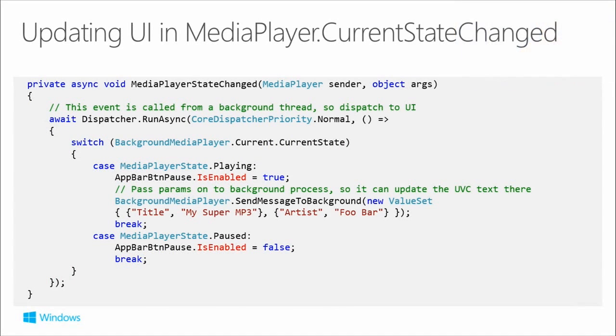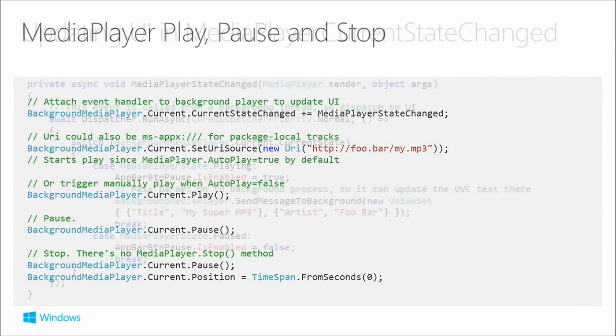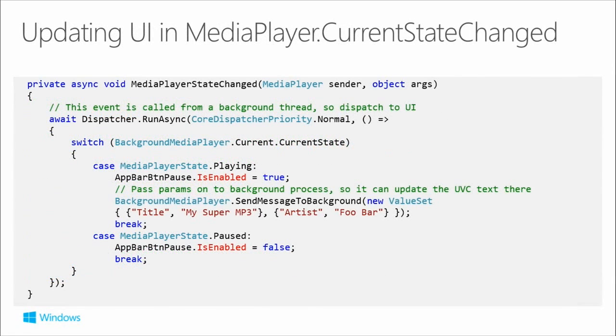Updating the UI in the media player is fairly simple. If you see, we're listening for that media player state changed event handler, and when it does change, it's coming in on the background. Remember that. So we're using the dispatcher to jump ourselves over to the UI thread, and then we're going to look at that background media player and say, what is my current state? And if we're playing, we're going to make sure that our UI is enabled for the playing scenario. If we're paused, we're going to make sure our UI is enabled for the pause scenario. If we're paused, we probably want to start playing. If we're playing, we probably want to start pausing it.